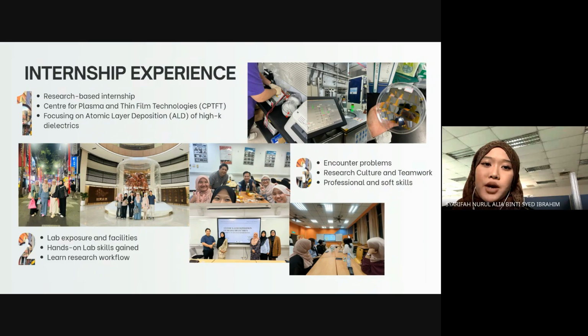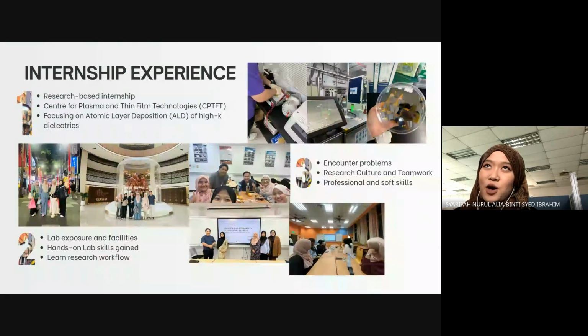One of the best parts of this internship was the hands-on lab experience. I was trained to use advanced equipment such as ALD machines, and there is no ALD machine in Malaysia. It is hard to find in Malaysia because it's too expensive, and it was such a good opportunity to use it in Taiwan. And then we did some XRR, XRD, and four-point probe system.